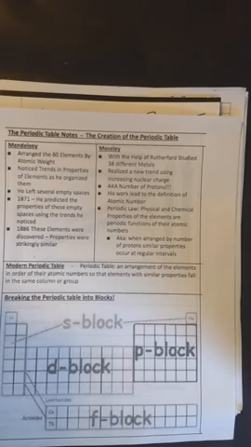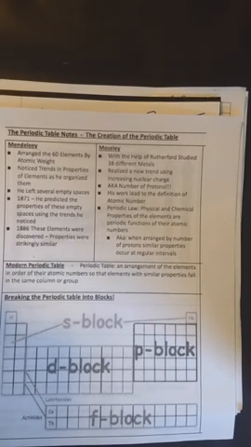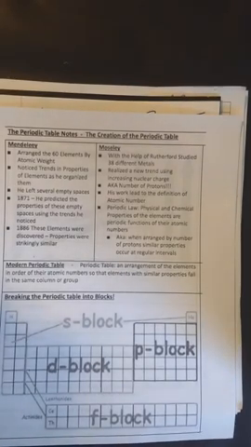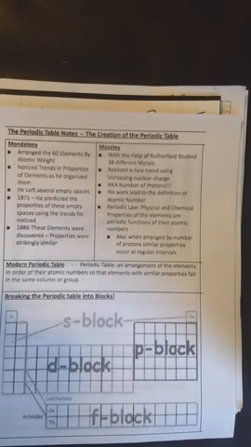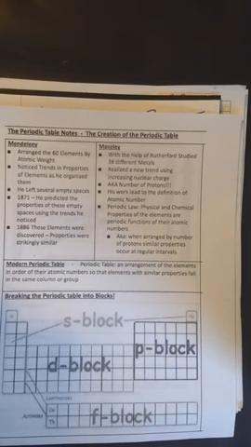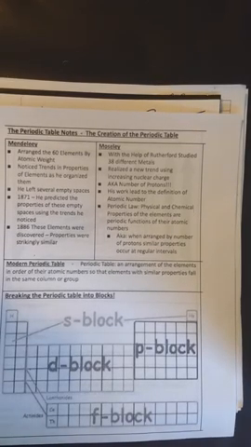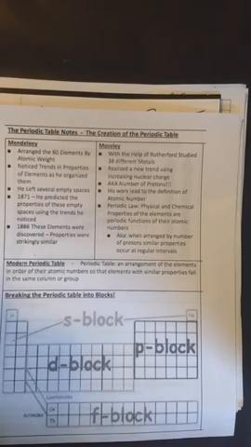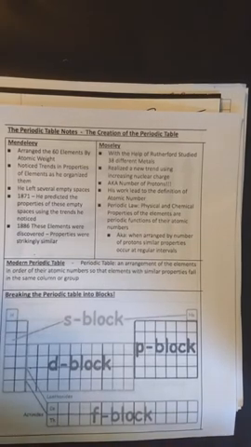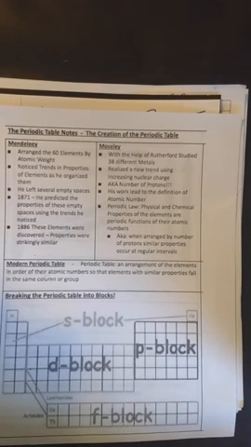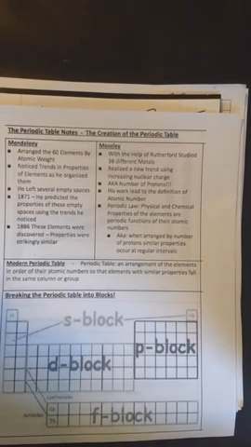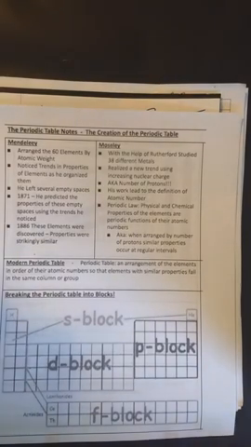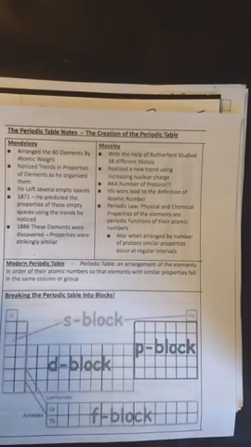Now this led to one of our laws, the periodic law. Physical and chemical properties of the elements are periodic functions of their atomic number. So basically, as the atomic number goes up, we're going to notice patterns at regular intervals. So every 10 elements we'll see a gas, every 10 elements we'll see a metal, things like that. And we'll notice these as we look through our periodic table as well.